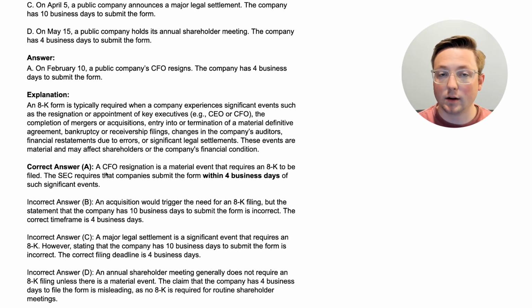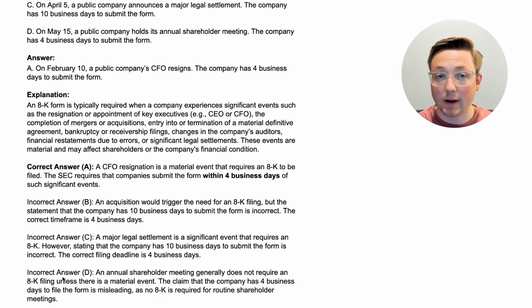Now, let's talk a little bit about the business days as well. The correct answer is A, the CFO resignation. That one is material. It's going to be a big deal. And they have to submit it within 4 business days. And that's why this one is correct, because even though B and C are also significant events that would require an 8K, they were saying 10 business days, which is not the correct answer.